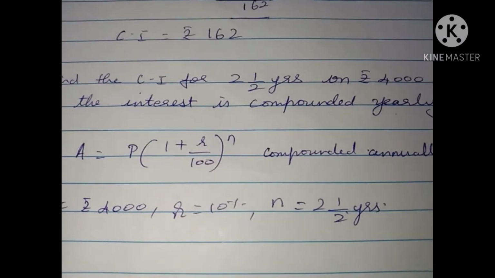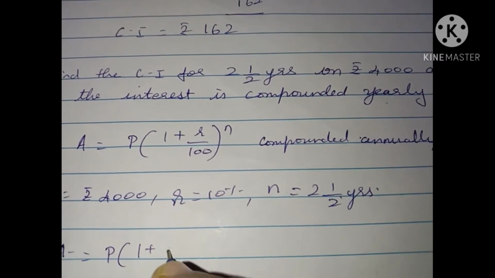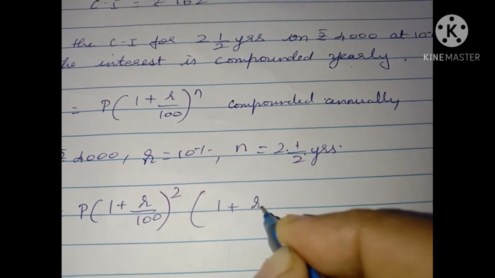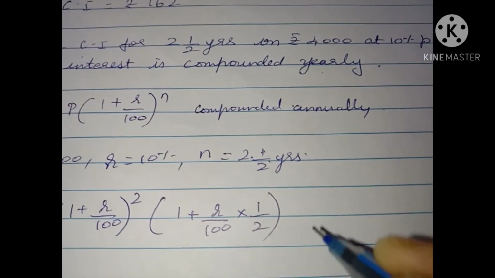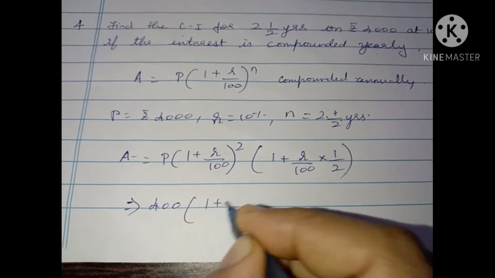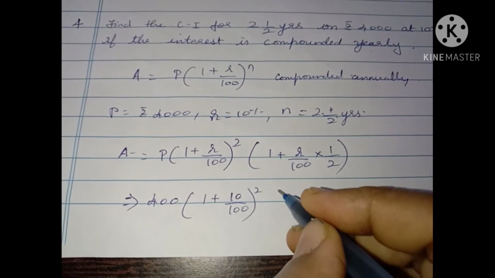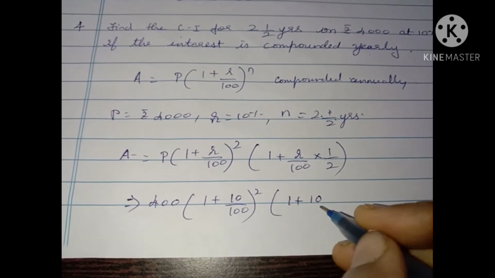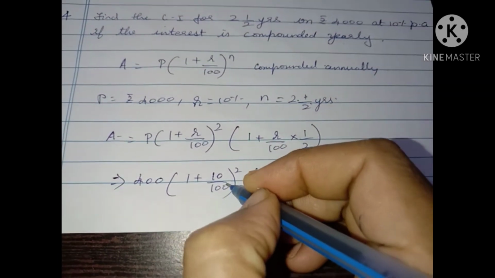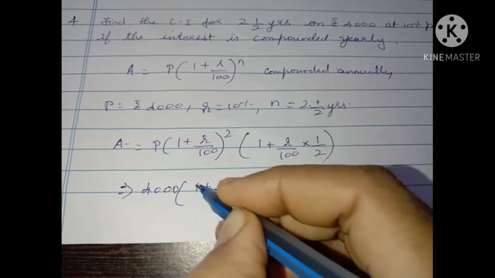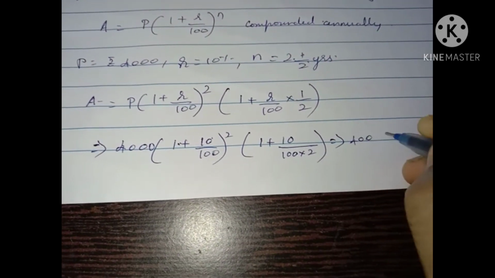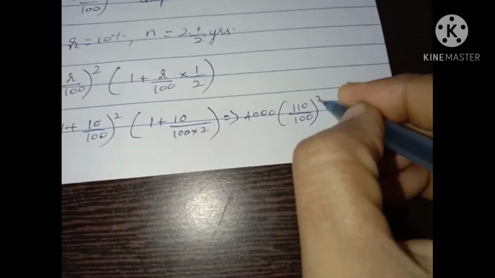If it is given as a fraction, A is equal to P into (1 plus R by 100) the whole power 2 into 1 by 2. So 4,000 into (1 plus 10 by 100) the whole power 2 into 1 by 2, which is equal to 4,000. 100 into 1 is 100, 100 plus 10 is 110. So 4,000 into (110 by 100) the whole power 2.